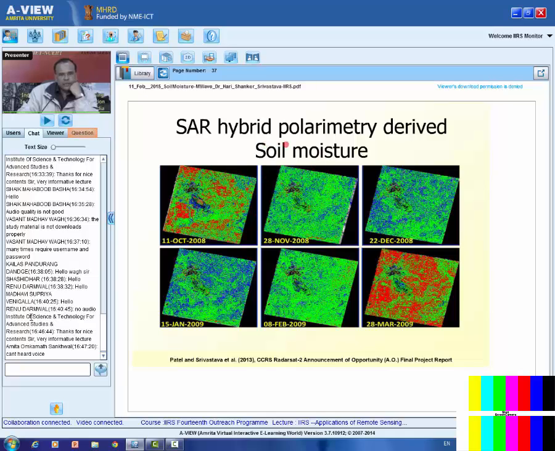Okay, using SAR hybrid polarimetry, this hybrid polarimetric data is available from our own RISAT-1 SAR. And we should feel proud that for the first time in the world, ISRO is able to launch this satellite which is giving hybrid polarimetric data. So these are the soil moisture maps, temporal variation of soil moisture. These maps have been generated using hybrid polarimetric SAR data.